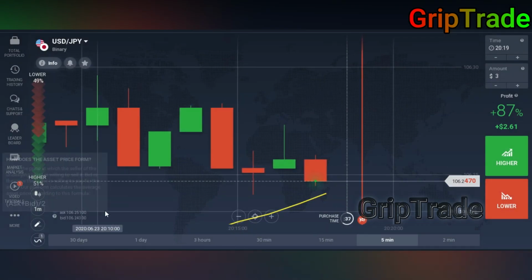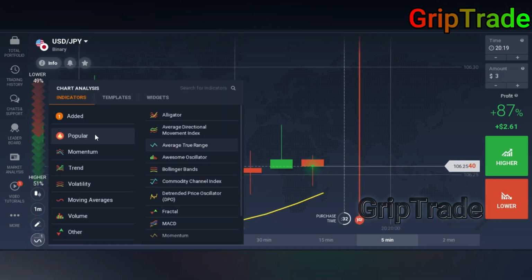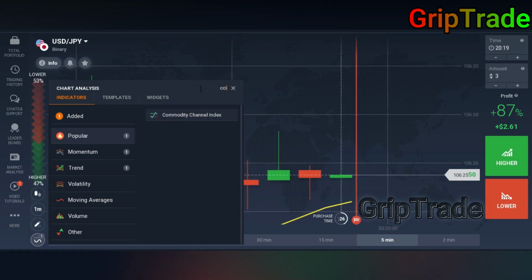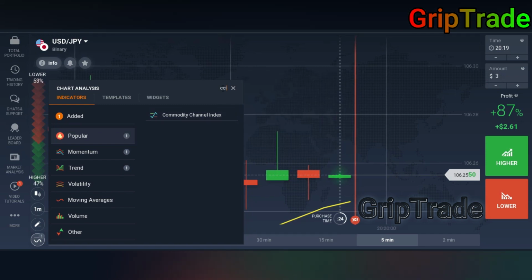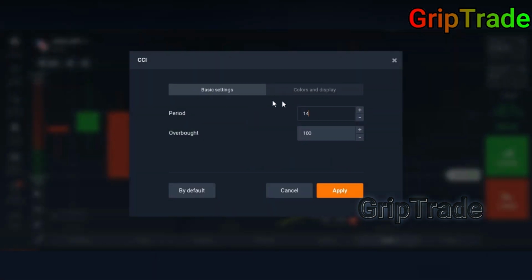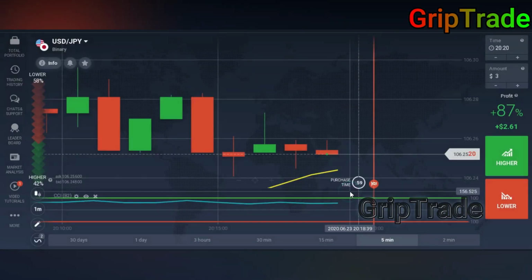Now you need to go into the indicators section again. You need to go into popular and find CCI, the commodity channel index. As soon as you write CCI in the search bar, you will find it. It's a pretty good indicator. What you need to set is the 82 period. The overbought should stay the same. Select the colors and display of your choice. Let me make them super bold so that you can clearly watch them. There you go, and I have applied it.